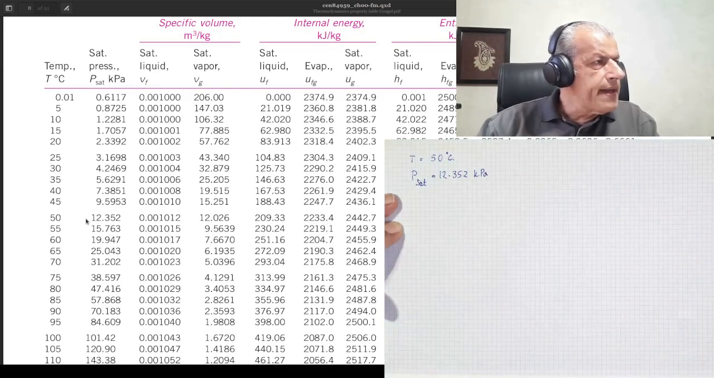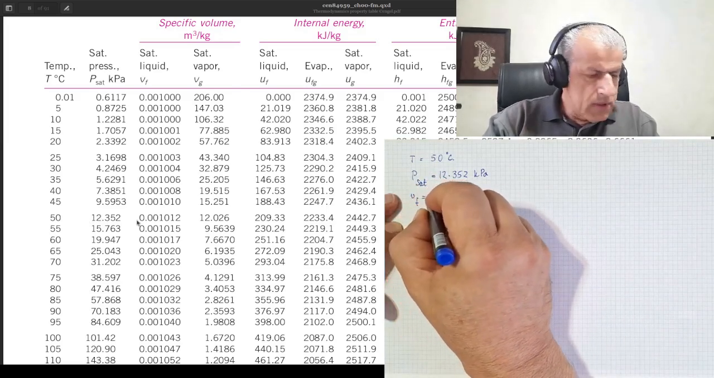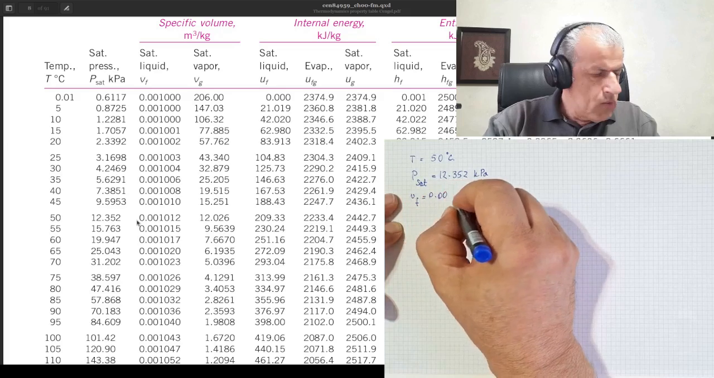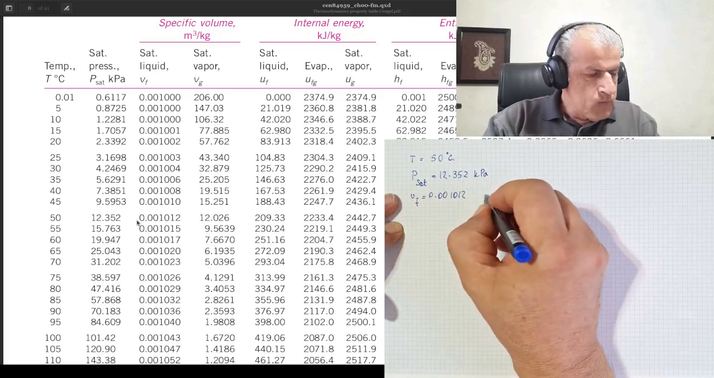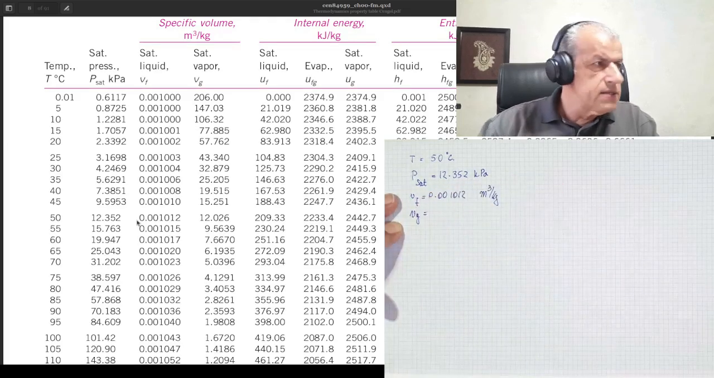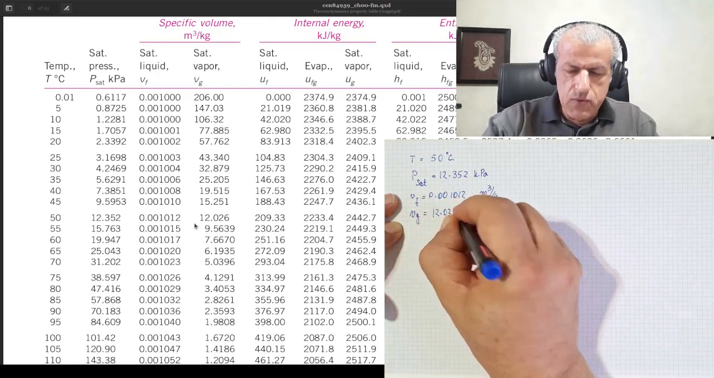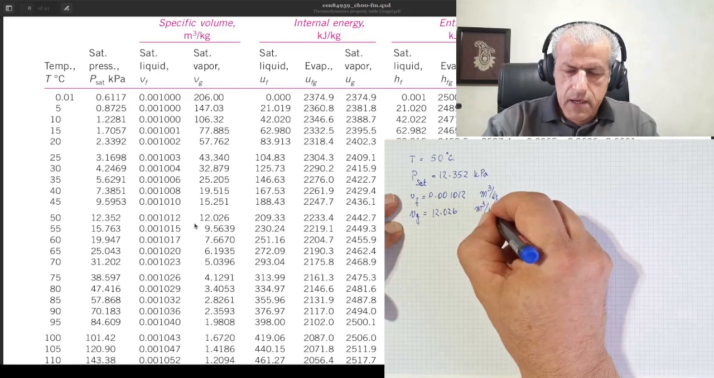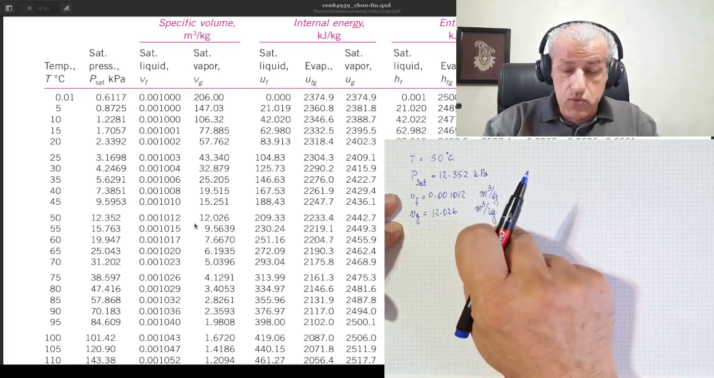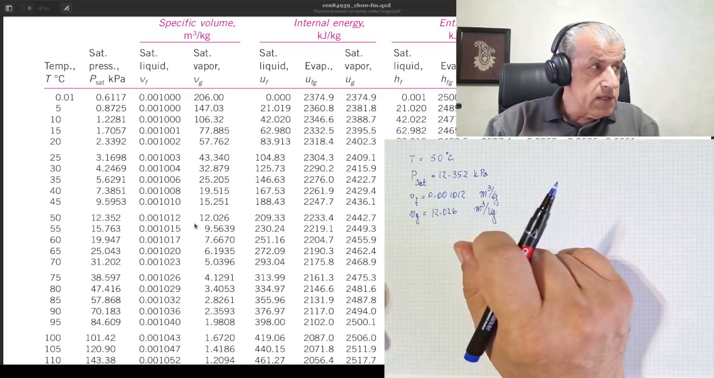Pascal, and the Vf, as it is here, Vf equals 0.001012 cubic meters per kilogram. Vg is the next column, and that is 12.026, 12.026 cubic meters per kilogram. And please remember to write down the units. It's very important that everything should have units here.